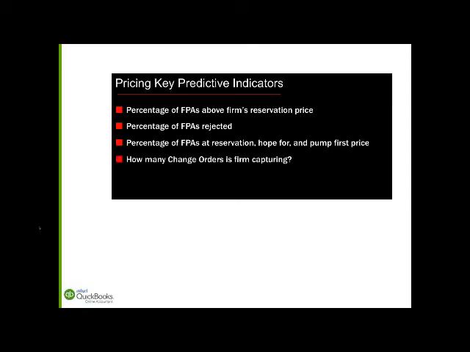And then, of course, you can track which option they're selecting: green, gold, or platinum. How many change orders is the firm capturing? Some firms do fixed price agreements, but they might not do any change orders. That's usually a bad sign. That usually means they're giving things away. That's called scope seep, by the way.